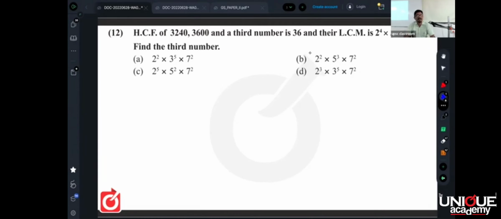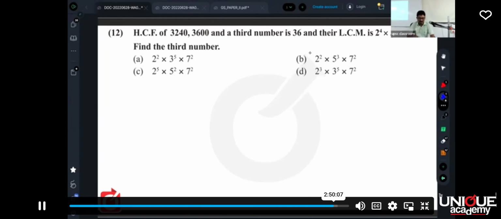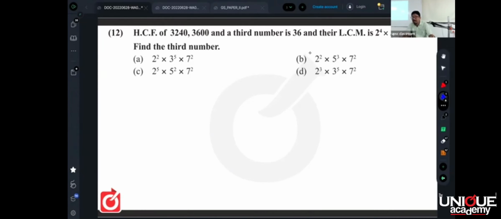Okay, no problem. Listen, first of all, the meaning of this question. HCF of 3240, 3600, and our third number is 36. So 36 is the HCF of how many numbers? 3 numbers, of which we are given 2 numbers, which are 3240, 3600, and a third number. That is the HCF, 36, and their LCM of again those 3 numbers only is given as 2 raised to 4 into 3 raised to 5 into 5 square into 7 square, and we are asked to find the third number.